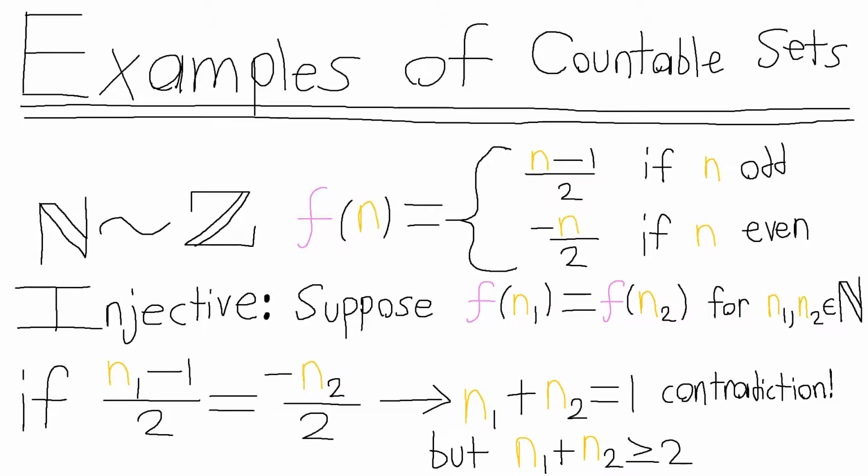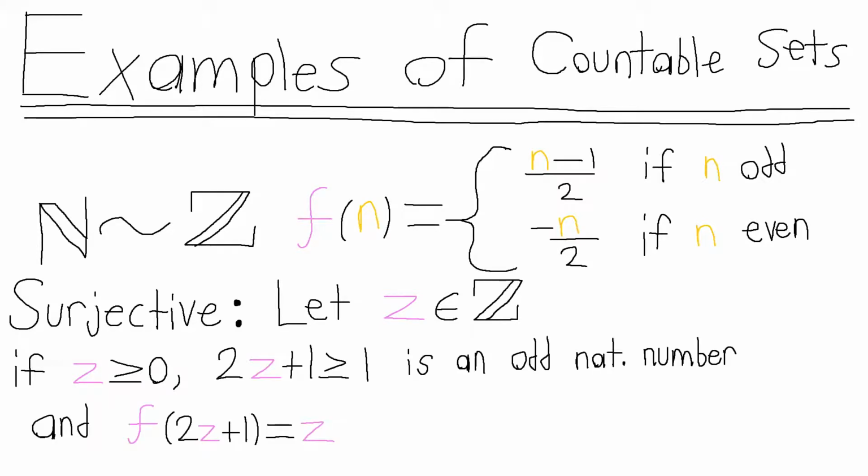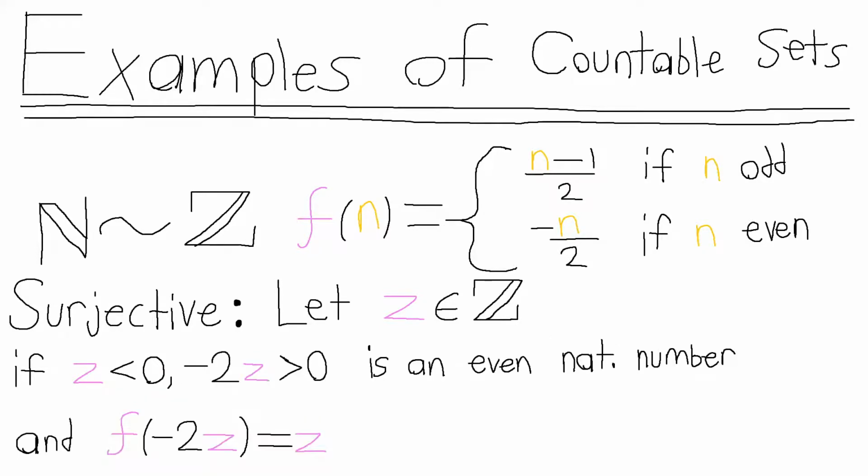Now we will show that this function is surjective. Let z be some arbitrary integer. If z is non-negative, then 2z plus 1 is an odd natural number that gets mapped to z by f. If z is negative, on the other hand, then negative 2z is an even natural number that gets mapped to z by f. So we see that f is surjective, and since it is also injective, f is bijective. And we conclude that the natural numbers and the integers have the same cardinality.